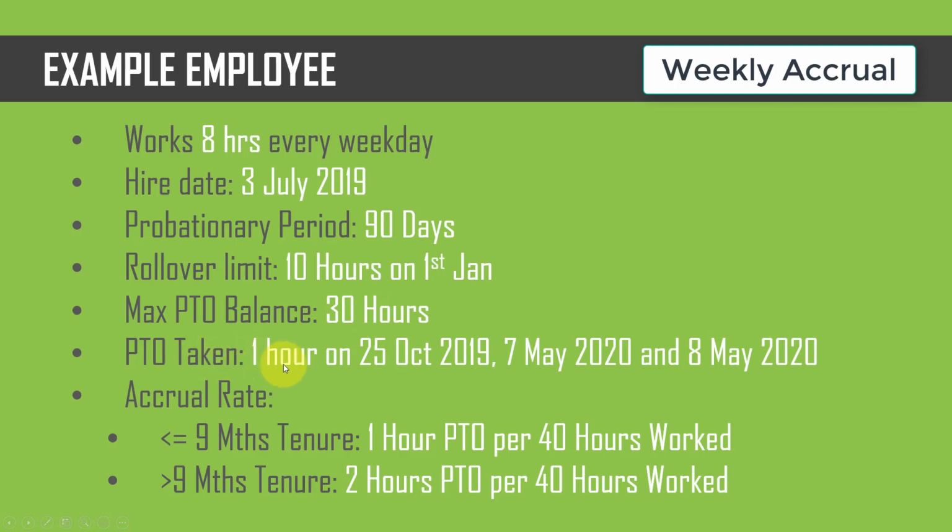Employee takes some PTO on specific days. The accrual rate policy is that the employee will earn 1 hour of PTO for 40 hours worked until he or she reaches 9 months of tenure, and then after 9 months, 2 hours per 40 hours worked. Now with these details, let's see how the key factors of a PTO policy are implemented and also how the balance is calculated.